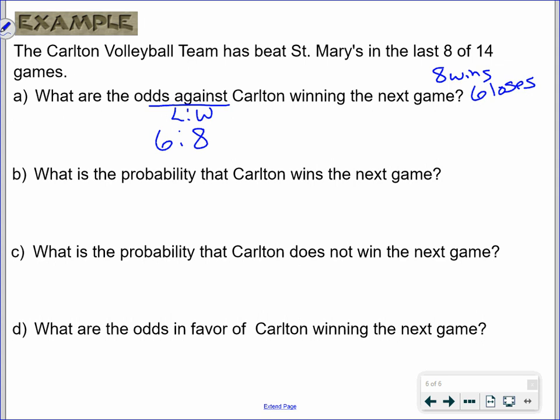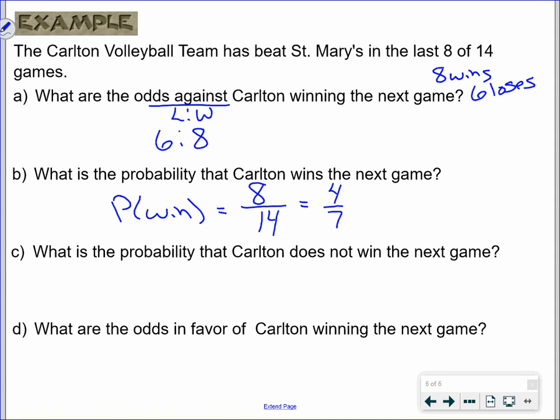What is the probability that Carlton wins the next game? So how many wins have they had in total? They've had 8 wins out of the total number of games. So 8 out of 14. If we put this into lowest terms, divide by 2, that will be 4 out of 7.